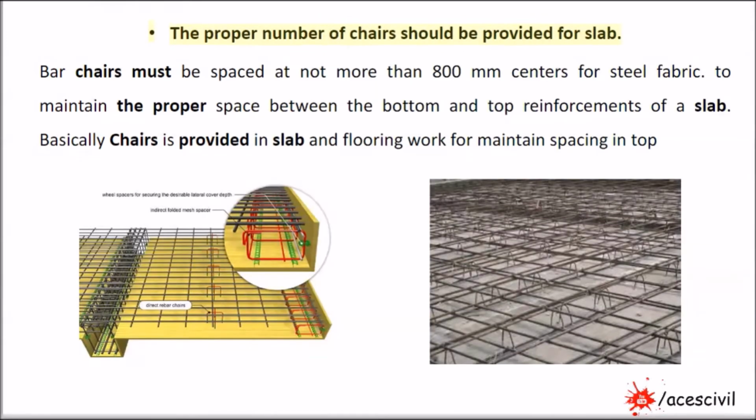The proper number of chairs should be provided for slab. Bar chairs must be spaced at not more than 800 mm centers for steel fabric, to maintain the proper space between the bottom and top reinforcements of a slab. Basically, chairs are provided in slab and flooring work to maintain spacing at the top.